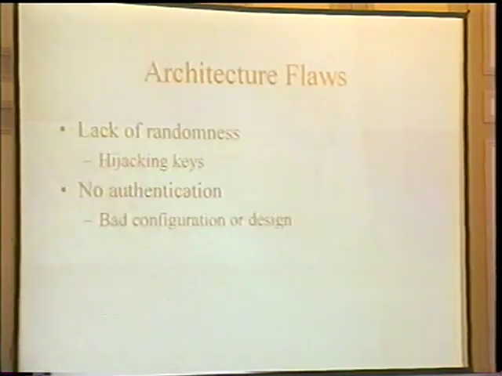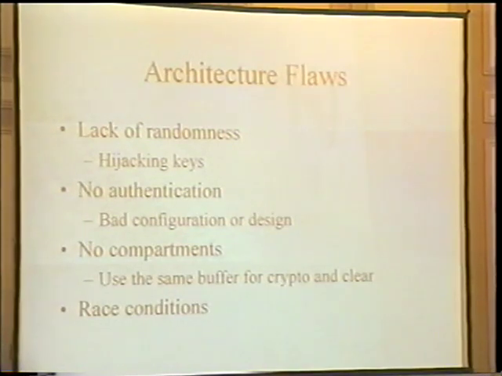We talked about buffer overflows and execution flaws. Architecture flaws, like lack of randomness in the keys, are a good place to look. No authentication: as ridiculous as it sounds, you can still find all kinds of places all over the internet where you can just grab stuff you're not supposed to be able to get. Nobody seems to care about authenticating you.